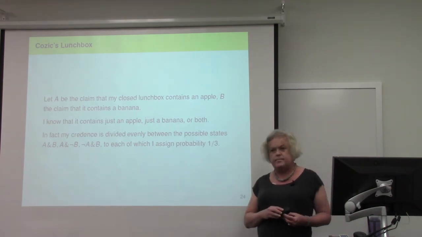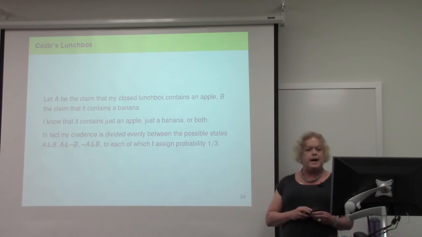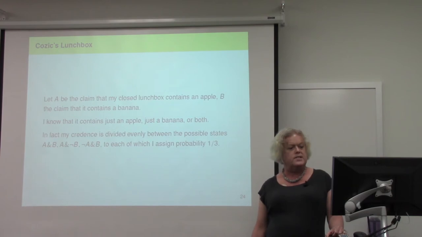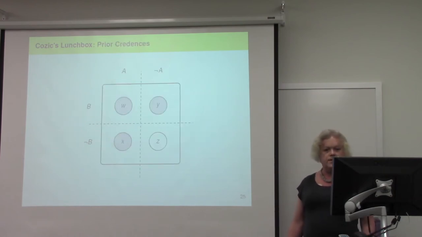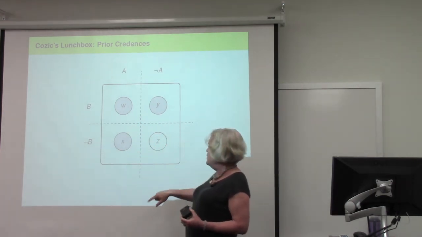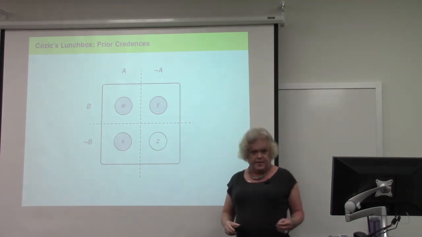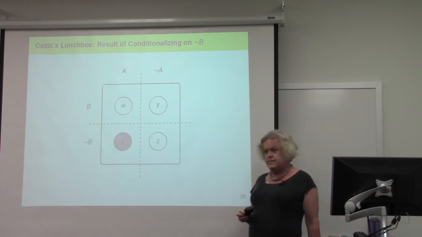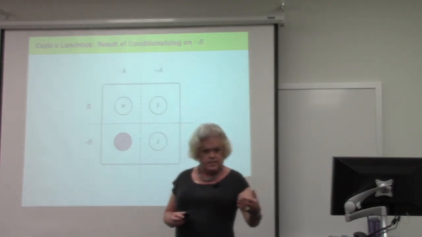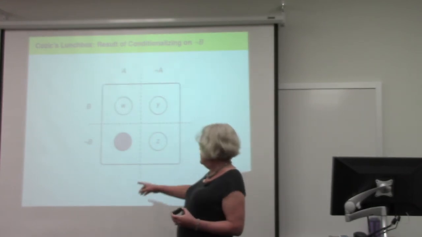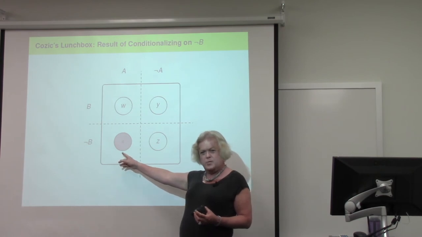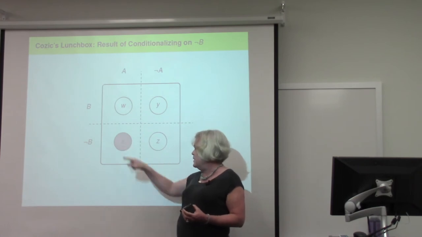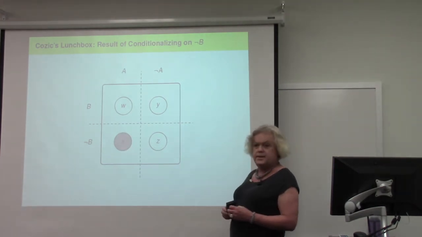I call it Kozich's lunchbox. Let A be the claim that my closed lunchbox contains an apple, and B the claim that it contains a banana. I know that it contains just an apple, just a banana, or both. In fact, my credence is divided evenly between the possible states in which it contains just an apple, just a banana, or both, to each of which I assign probability 1/3. So the picture looks like that. Initially, each of these states has probability 1/3, and I don't know which is true. Suppose somebody peeks and tells me that there's no banana in the lunchbox. I revise by conditionalizing, and now all of the probability is assigned to the state where there's an apple and no banana.